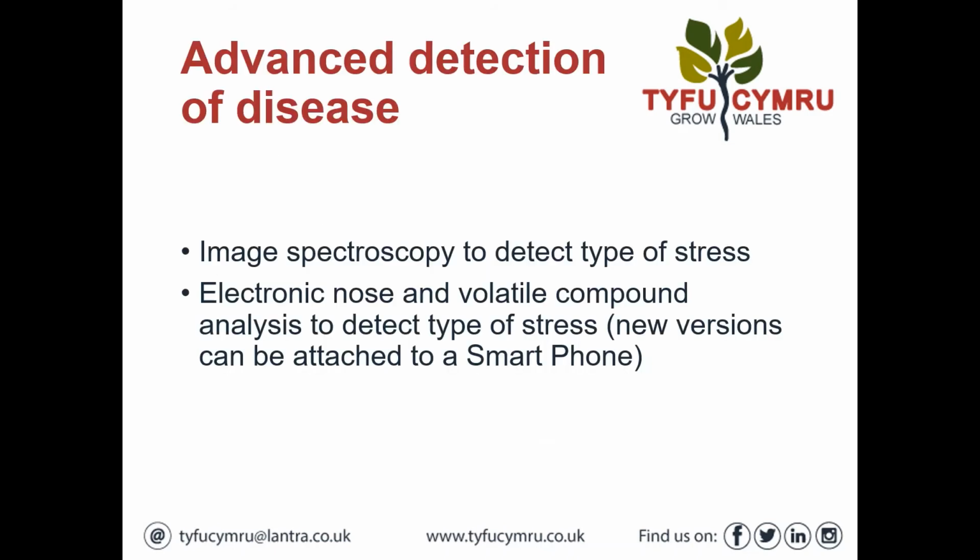So amongst the advanced detection of disease techniques, there is one called image spectroscopy, and that's used to detect types of stress. There have also been a lot of recent developments to do with instruments called electronic noses and analysis of volatile compounds. And they're used as well to detect types of stress. And in fact, some of these devices can be attached to smartphones for diagnosis in the field. This is a very useful new development within plant pathology.